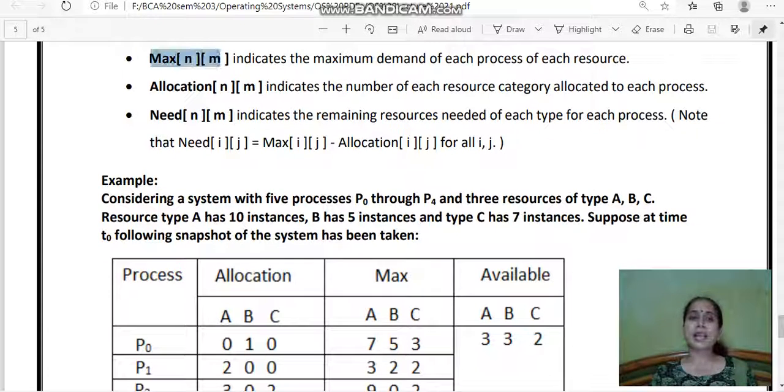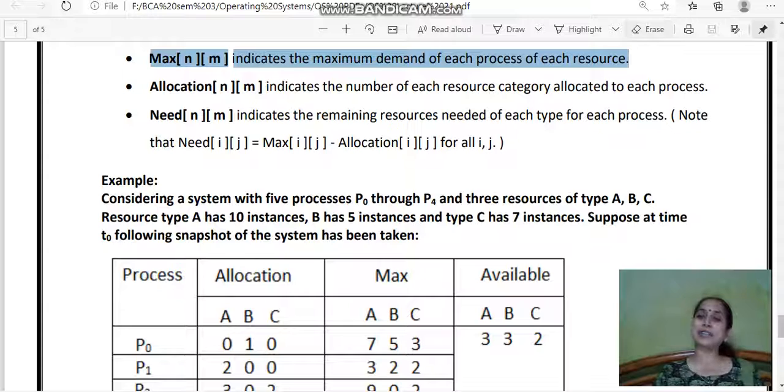Matrix max n by m indicates the maximum demand of each process of each resource. किस प्रोसेस की मैक्सिमम कितनी डिमांड होगी किस रिसोर्स की, वो हम n by m मैट्रिक्स में बताएंगे. n इज द नंबर ऑफ रोज, रो बाय कॉलम मैट्रिक्स होता है, तो n इज नंबर ऑफ रोज, दैट इज नंबर ऑफ प्रोसेसेस, एंड m इज द नंबर ऑफ रिसोर्सेज, दैट इज द कॉलम्स.